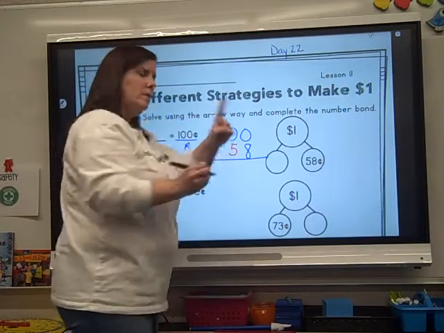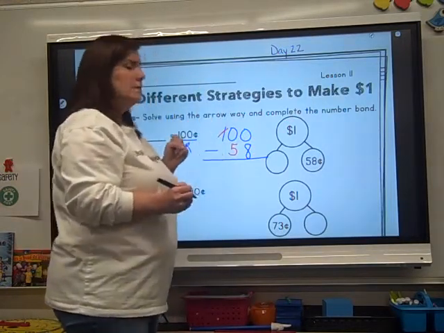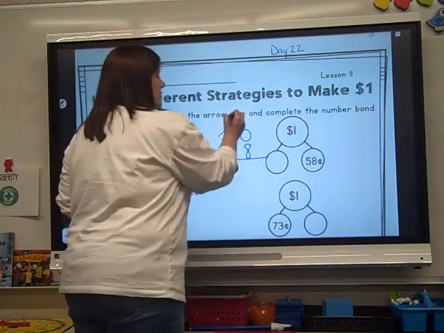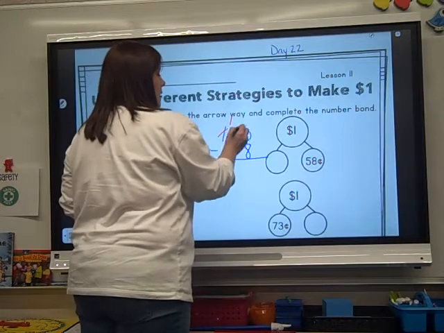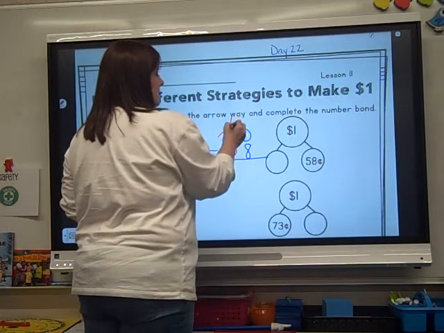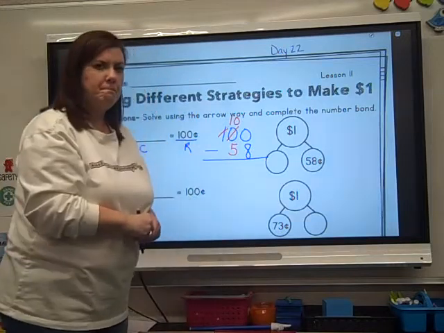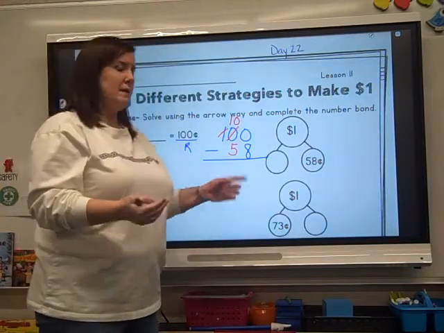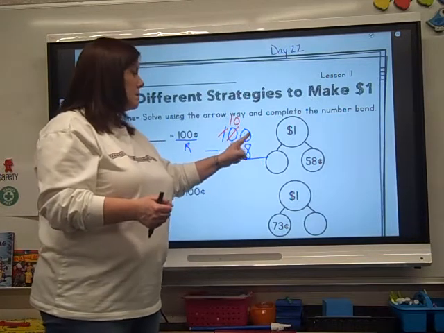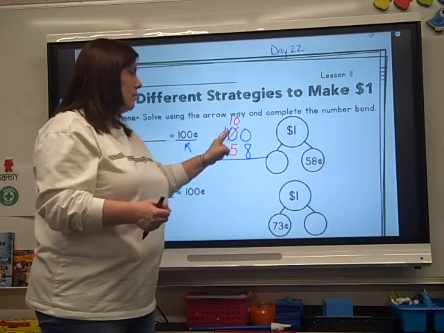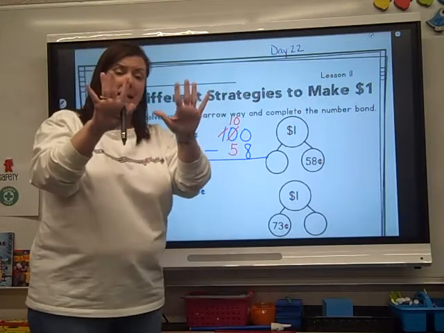So if I have 1 and I borrow 1, there aren't any left. So let's move it over into the tens column. So I have that 100. I traded it for 10 tens, and the 0 moves in with it, right? Okay, but I'm not done because I still have a 0 in the ones column, okay? So can I go next door and borrow? Now I can.